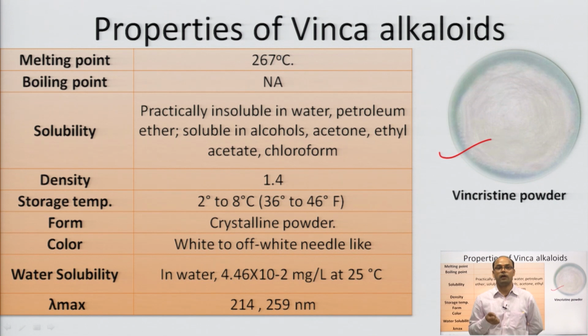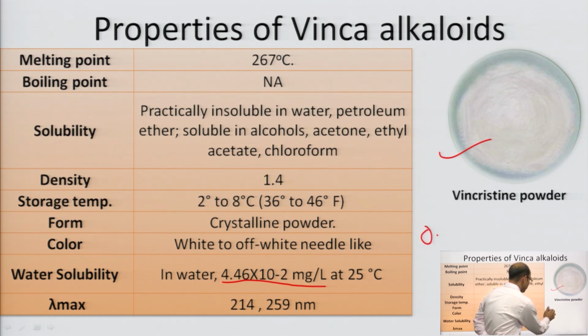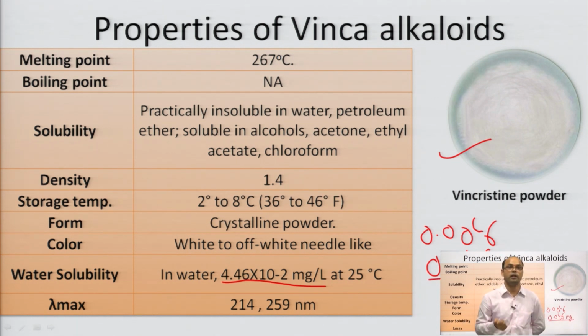Water solubility: as we have seen, it is very insoluble in water. Here you can see the solubility in water is only 4.46 into 10 to the power minus 2. It means 0.046 mg of the drug or Vinca alkaloid is soluble in 1 liter of water at 25 degrees Celsius. It has a lambda max of 214 and 259 nanometers.